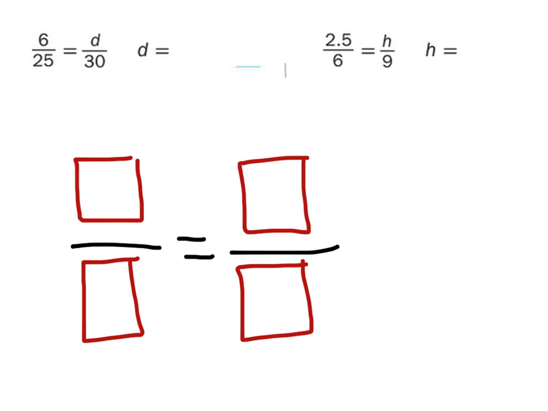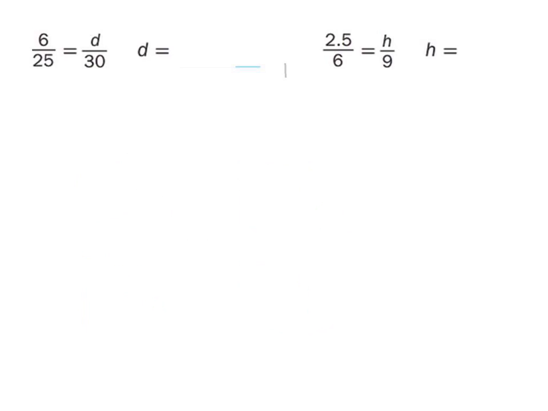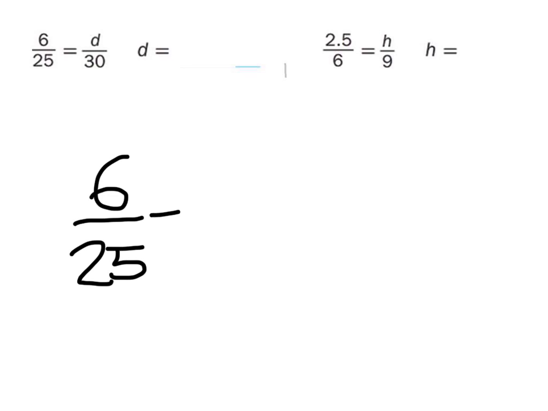Now, just so you know, tops and bottoms should have the same labels, like we did when we were converting units. So if this is meters and this is seconds, then this should be meters and this is seconds. We're not converting units today, but it's good to know. So let's look at this first one. I'm going to write this down here: 6 over 25 equals D over 30.